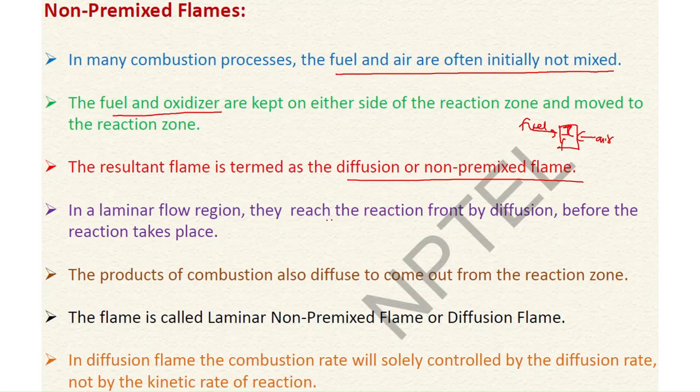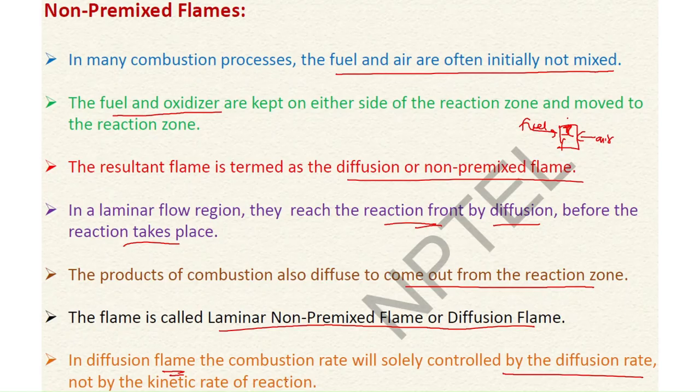In the laminar flow region, they reach the reaction front by diffusion. So they reach the reaction zone, where the reaction takes place, by diffusion before the reaction takes place. Products of combustion also diffuse to come out of the reaction zone, and this flame is called the laminar non-premixed flame or diffusion flame. In this diffusion flame, the combustion rate is solely controlled by the diffusion rate, not by the kinetics of the reactions.